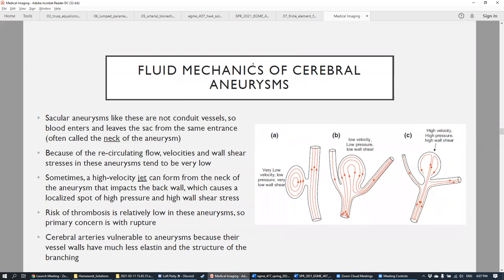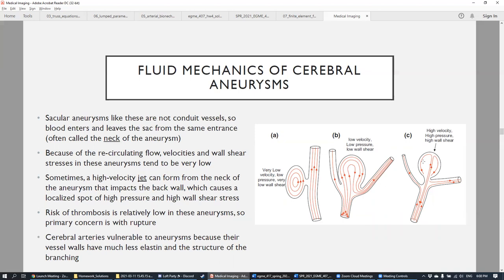And so let's talk about some of the fluid mechanics of cerebral aneurysms. Because these are saccular aneurysms, they're not what I call conduit vessels. What that means is that the fluid is going to enter your aneurysm from the same place that it's going to exit from, right? It's basically going to come in and then exit from the same location. And because not that much blood will go into your saccular aneurysms, the velocities and the wall shear stresses in these tend to be very, very low.